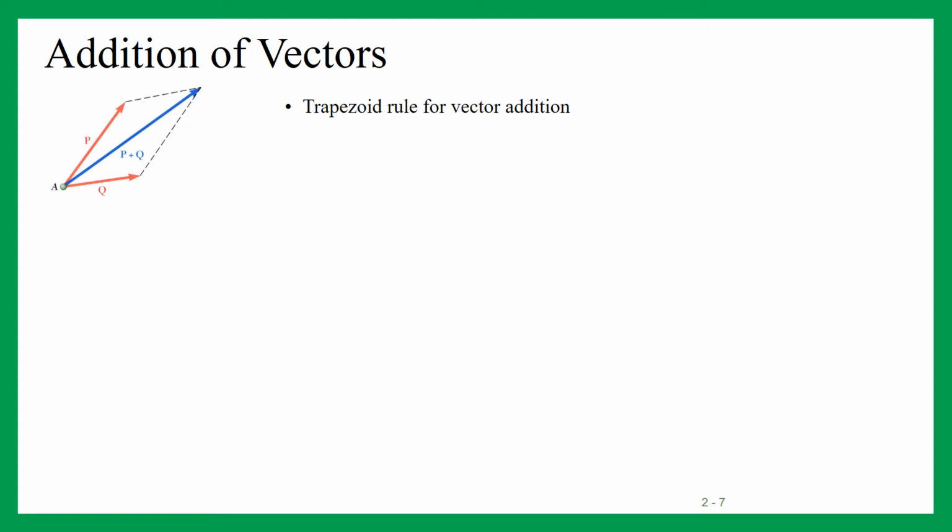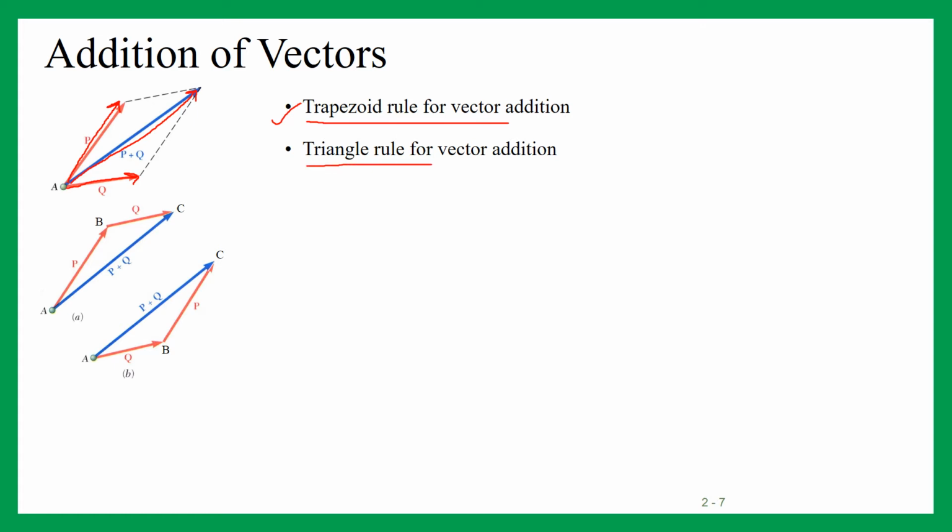The first one is the trapezoid rule, which is the same as the parallelogram law. If you draw the parallelogram, with two vectors on two sides of this parallelogram, then the resultant will be the diagonal of the parallelogram. So this is also called the trapezoid rule.